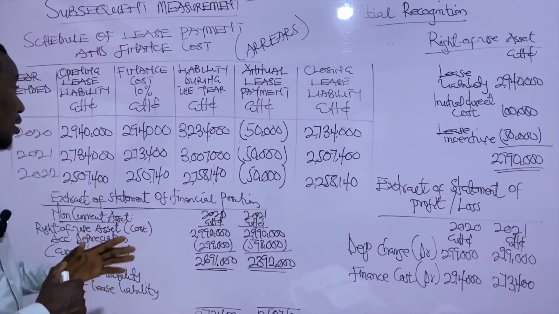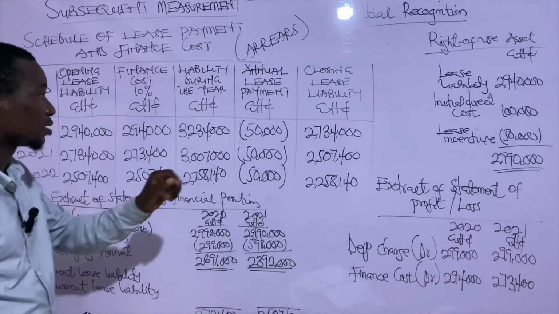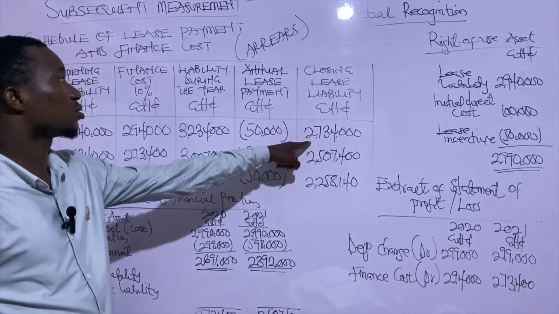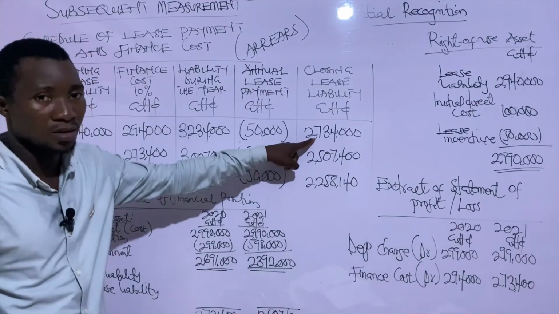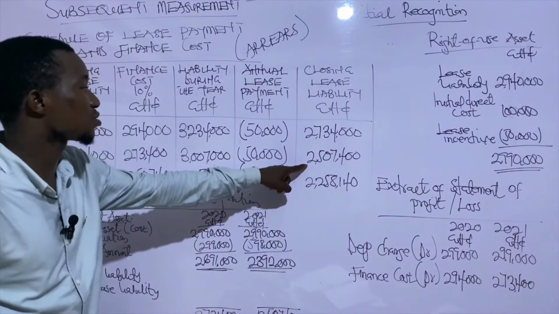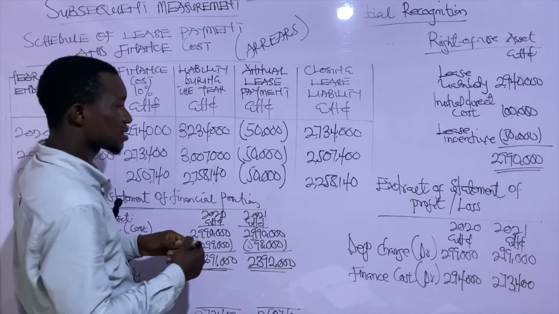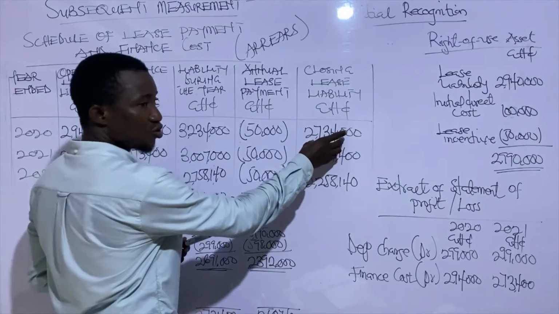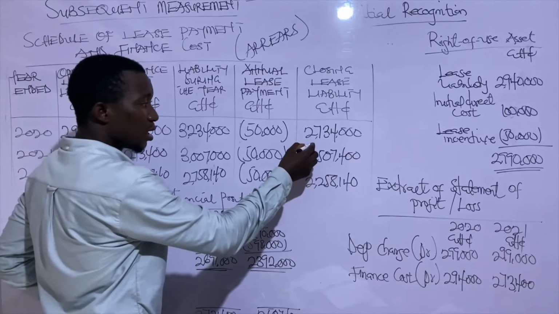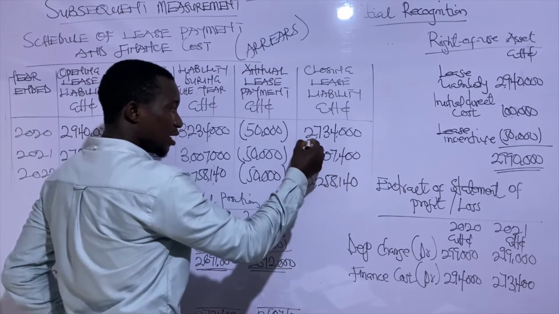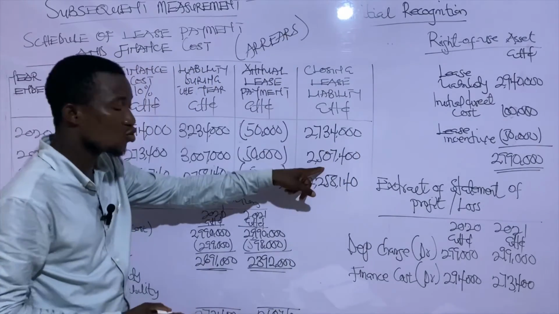Now listen and listen good. Let's split the gross liability into current and non-current liability. Listen, the total liability, or the liability at the close of the period for 2020, is this amount, but in 2021 it becomes 2,507,400. So as at 2020 it was this, but in 2021 it became this. So out of this total liability, it was this component that A Limited wasn't able to pay.